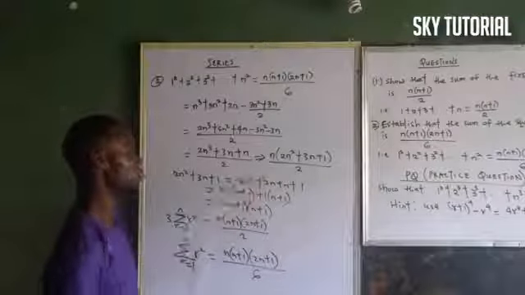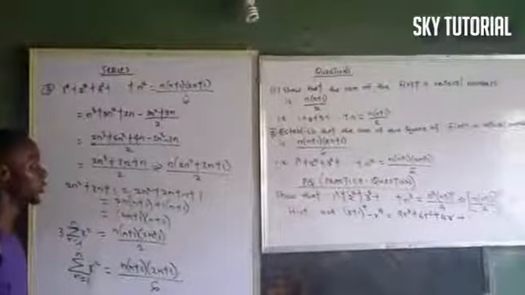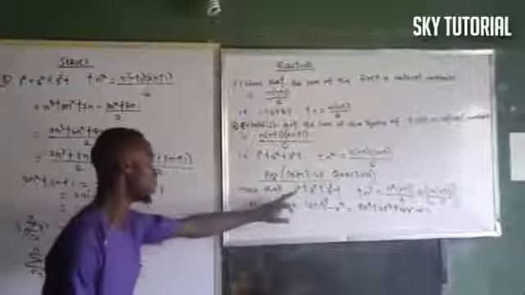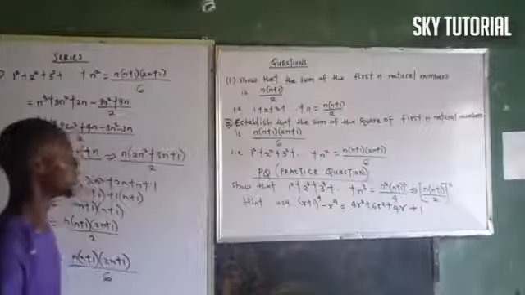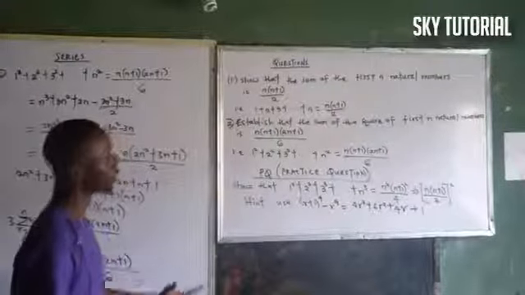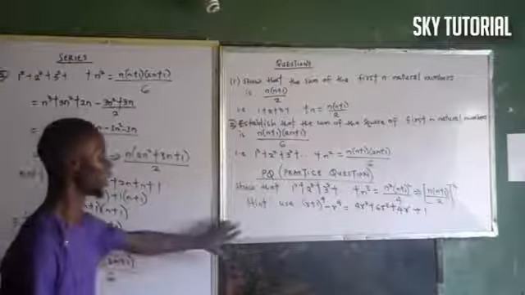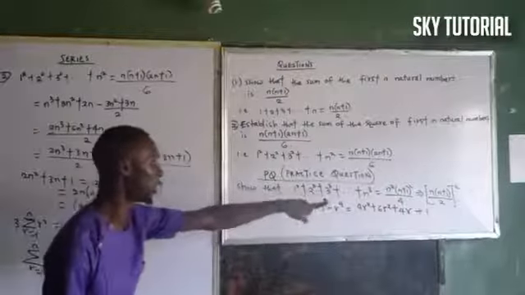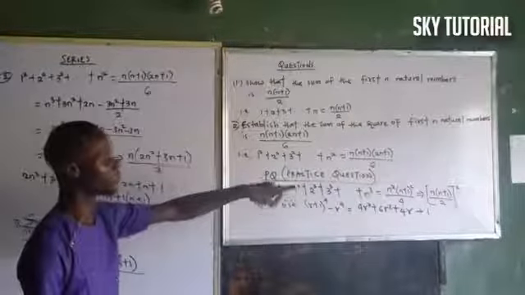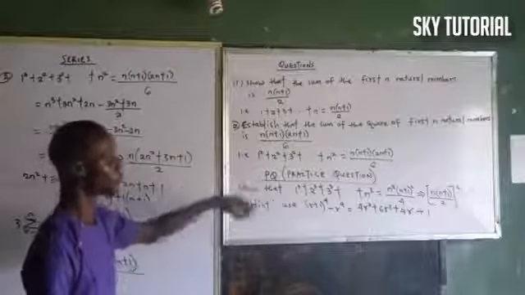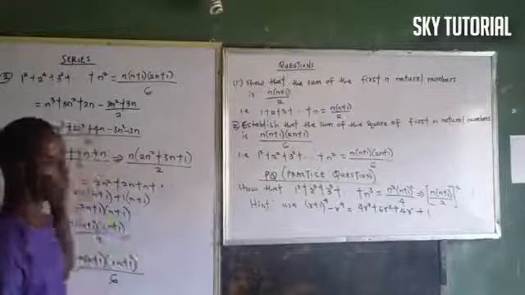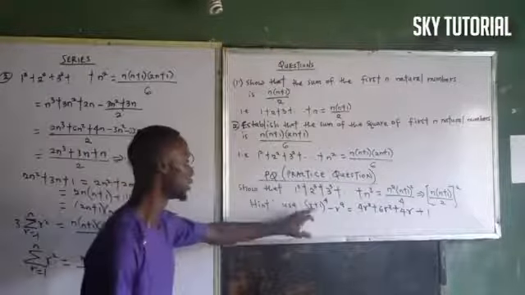So this is a PQ question, a practice question. You have to show that the sum of the cubes of the first n natural numbers is equal to [n(n+1)/2] all squared. So if you want to do this based on what we discussed earlier, this is the hint you are going to use.